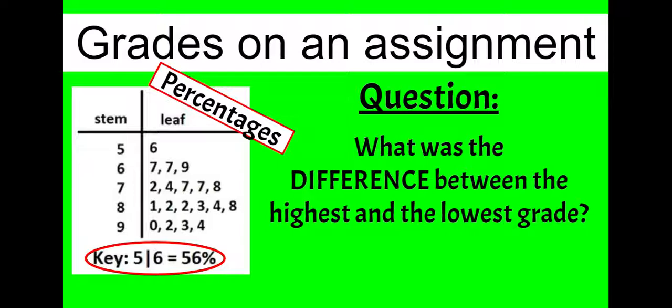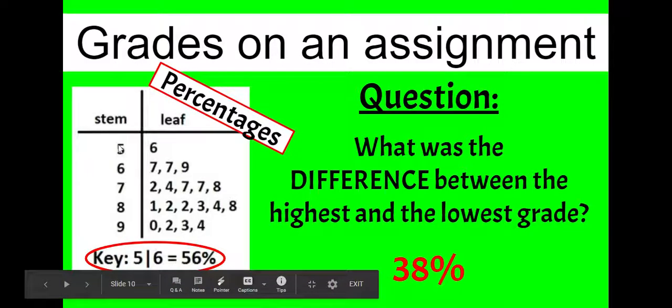So if you would like, go ahead and pause this video and subtract 56 from 94. So you're going to do 94 minus 56 and see what answer you come up with. If you came up with 38%, then you are correct. Subtracting 56 from 94 gives you a difference of 38. So not only is it important to know what difference means and knowing those keywords, but also knowing how to read a stem and leaf plot from highest, 94 being the highest, to lowest, 56.